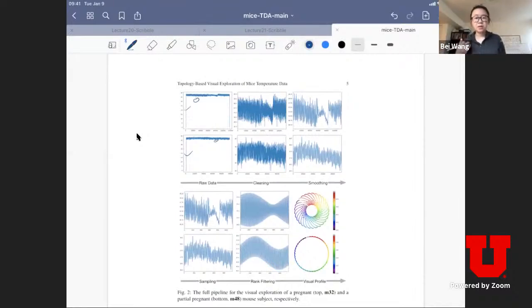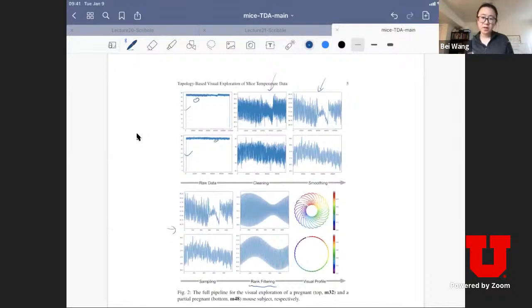Here are two mouse subjects. After you do an initial cleaning, you get the middle picture. Then you also do a little bit of smoothing, and you get the third picture. The fourth picture is a sampling. What's interesting is that we tried both frameworks to get a nice signature. What we actually did, which is a little bit aggressive and we had a lot of discussions over, is to additionally apply what's called rank filtering.